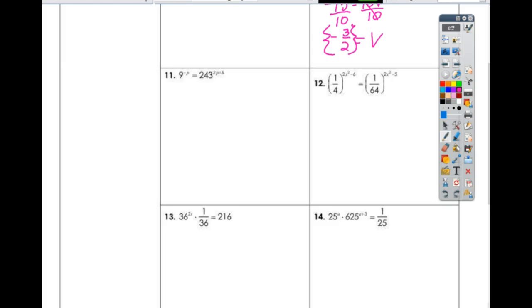Common denominator on number 12, what would it be? 4. So this is 4 to the negative 1. Is this plus? Minus? And then this is 4 to the negative 3.